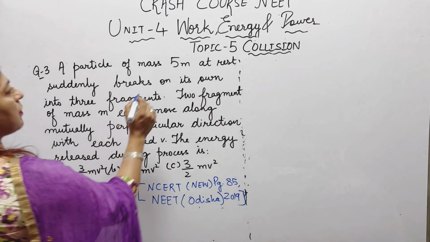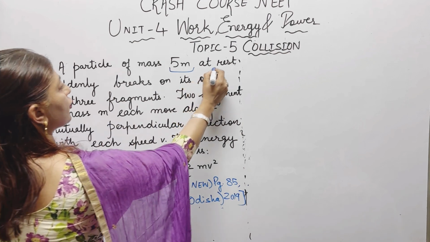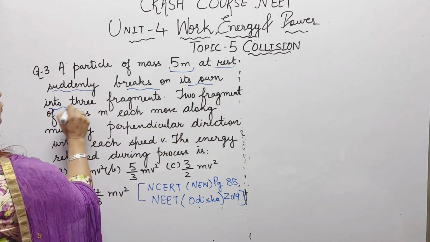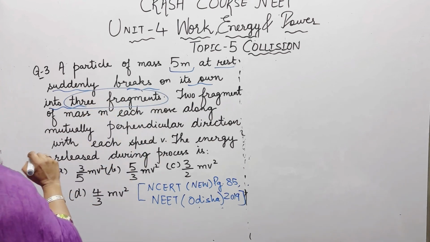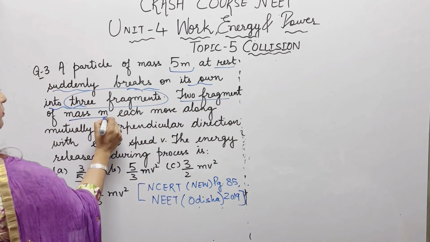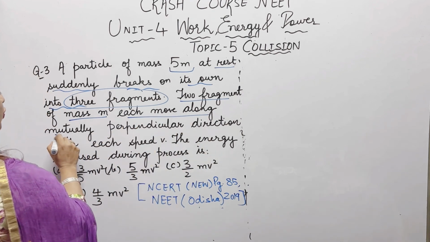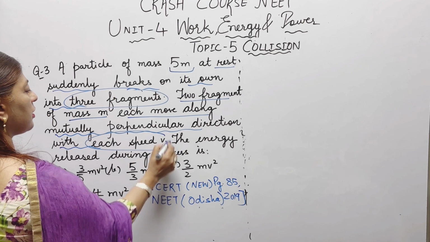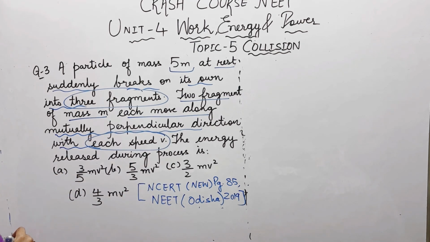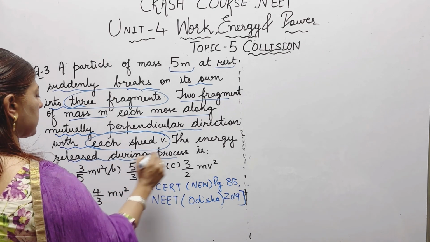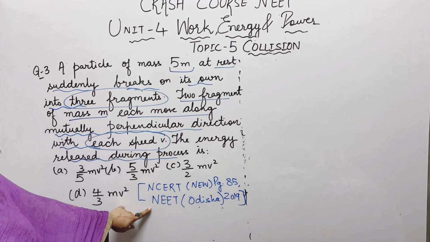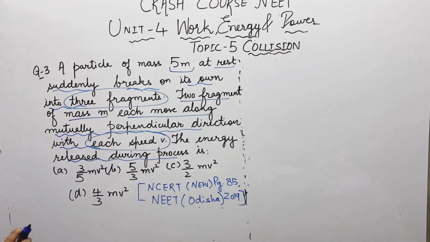A particle of mass 5m is at rest, suddenly breaks on its own into 3 fragments. 2 fragments are of mass m, move along mutually perpendicular directions with speed each v. The energy released during the process is, and the 4 options have been given. This question has come in NEET Odisha 2019 and this is on page number 85 of new NCERT.